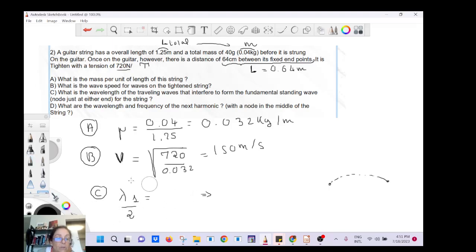So always, if you make a drawing, then you're sure that you cannot make any mistake, right? So this is half of a cycle. So again, one cycle, and here we're talking about half of it, right? So the length equals half of a cycle. So lambda sub 1 equals 2 times L, and L is 0.64. Okay, so it's 1.28.